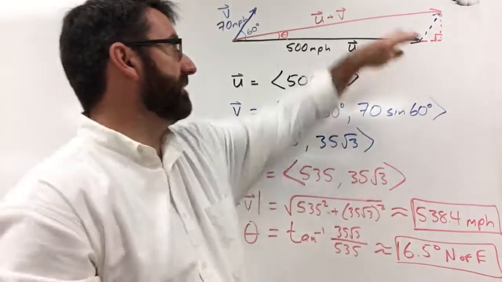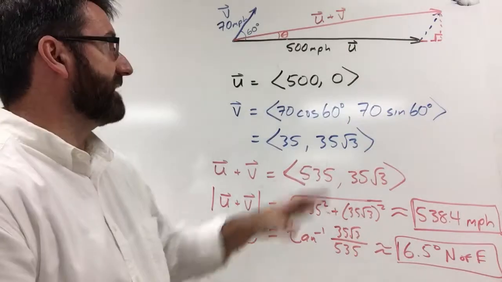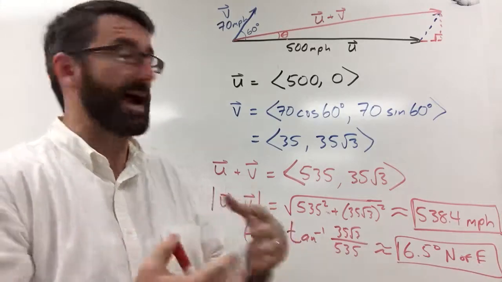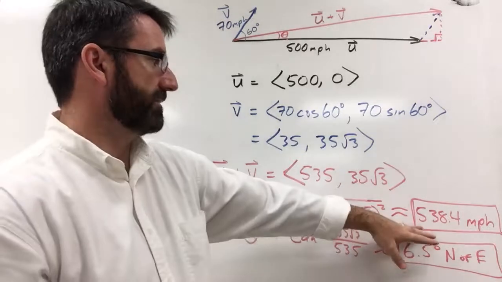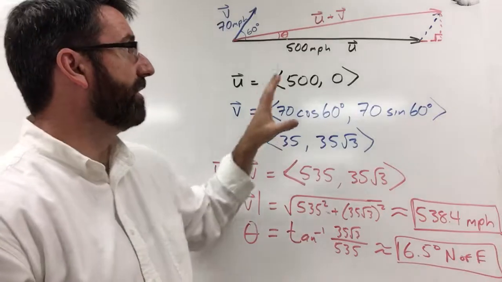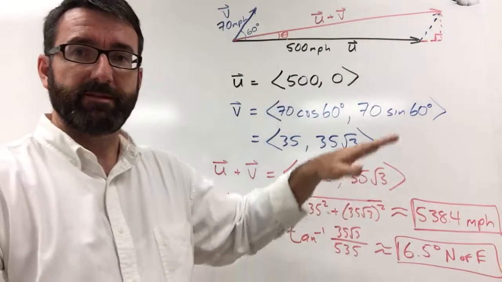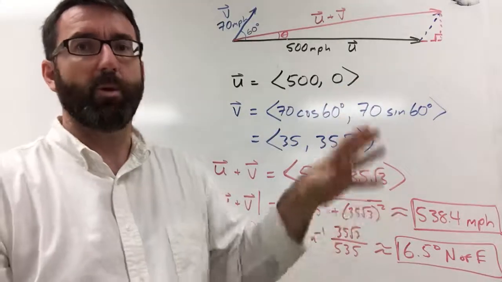So that's the direction and speed that this plane is actually going. It's going to be going 538.4 miles per hour, but now instead of going due east, it's going to be going 6.5 degrees north of east.